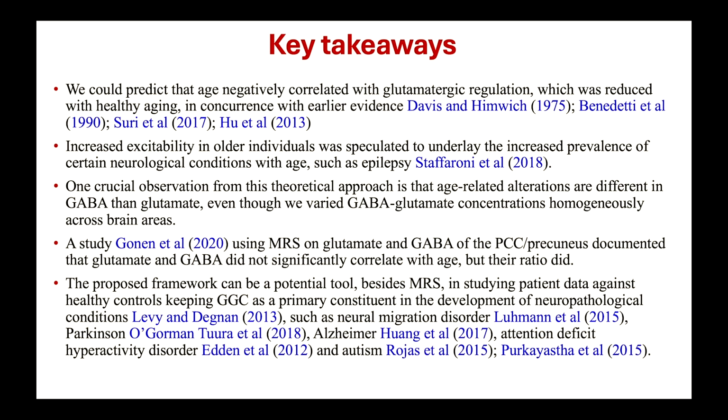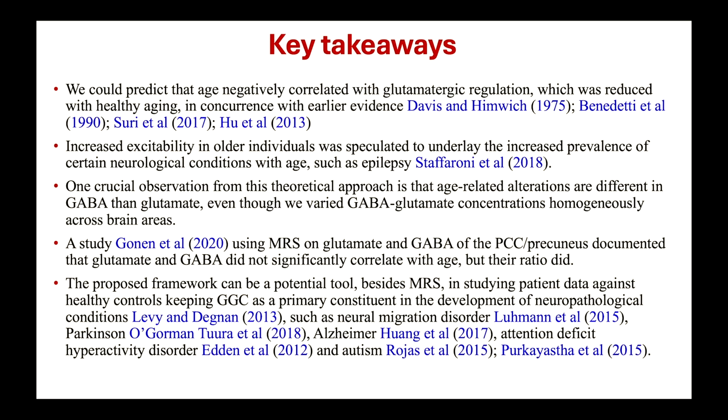They become more vulnerable. One crucial observation from the theoretical framework that we have proposed is that the age related alterations are different in GABA than glutamate, even though we varied GABA glutamate concentration homogeneously across brain areas. That remains an open question, because in an ideal scenario the GABA glutamate ratios are also heterogeneously distributed across multiple brain areas. Okay? So, it was a very simplified picture that we are providing, but we are getting a mechanistic insight about how the brain dynamics and functional connectivity reorganization specifically alters in the face of structural loss.